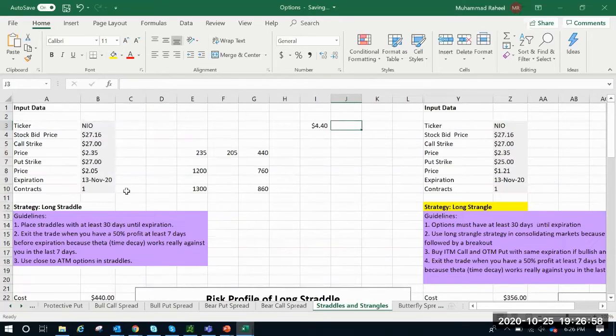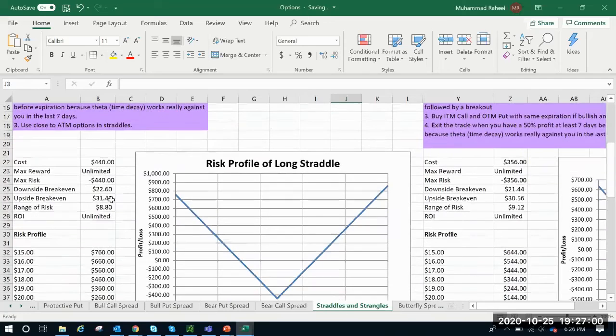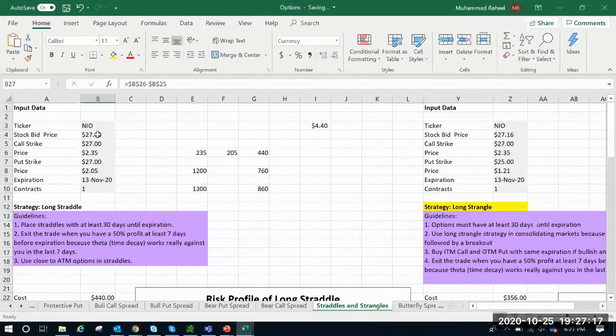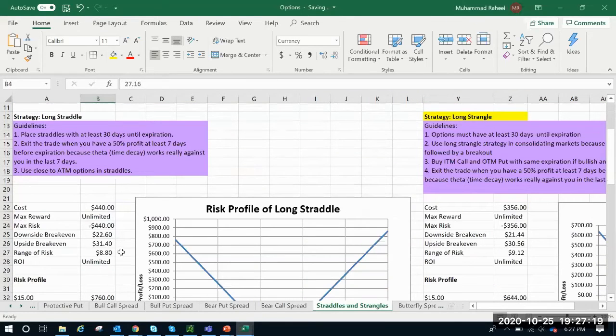The expiry date, 13th November. Or on the downside, if it keeps dropping, then really go down to 22.60. After that you start making money. So that's how this actually works: you have to set your upside and downside break even, and then look at the range. Do you really think from this price of 27.16, you have a range of plus minus $8 with the earnings in there? Maybe not. I don't know. I'm not a fan of straddles.